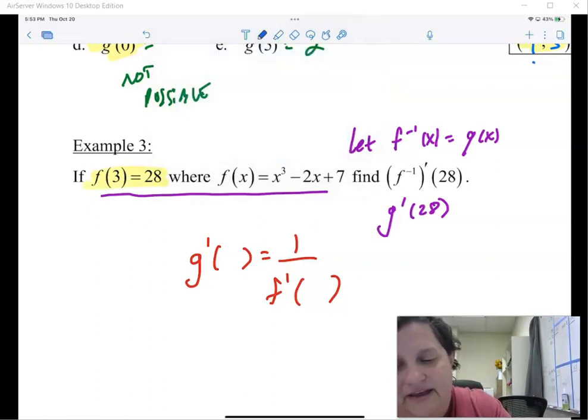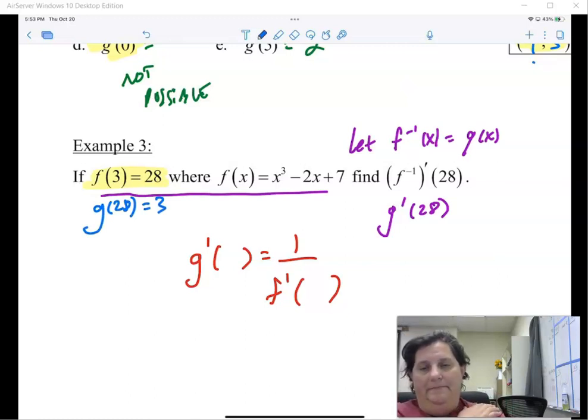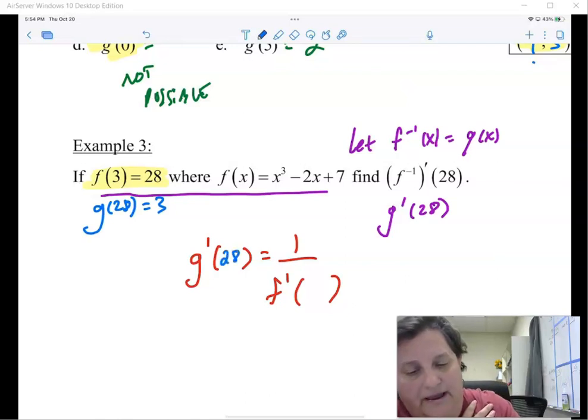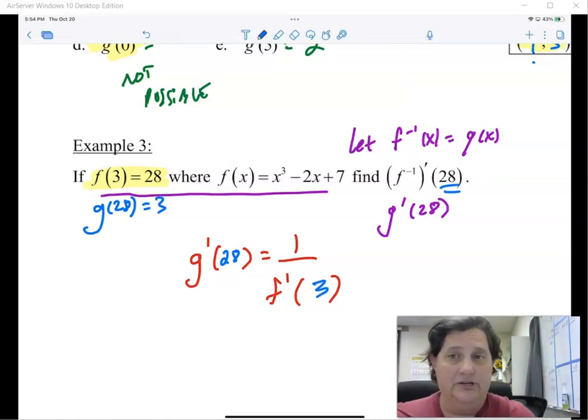Because this point says if f of 3 is 28, I can make another conclusion out of that. I can say, well, that means that G of 28 has to be 3, okay? If f of 3 is 28, G of 28 has to be 3. Make sense? And so if I'm finding G prime of 28, because that's what it's asking me to find, it's 1 over f prime of 3, because that's the magic point, the inverse point. And now I can actually do this problem, all right?